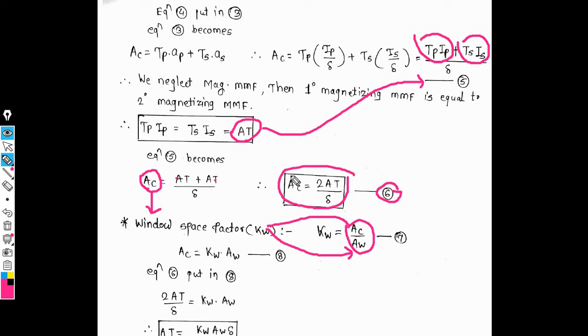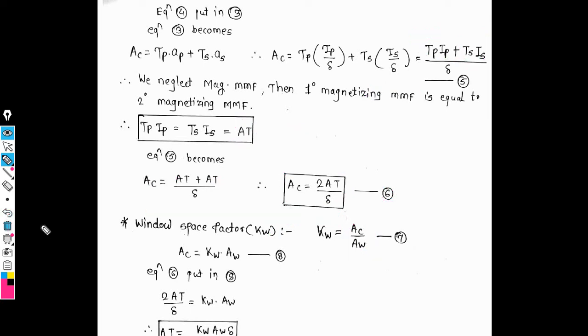But in equation number 6, we have to obtain the value of AC. We have to arrange equation number 7 in the form of AC. Then AC is equal to KW AW, that is called equation number 8. Now the value of AC put in this equation, that is twice AT upon sigma is equal to KW AW.